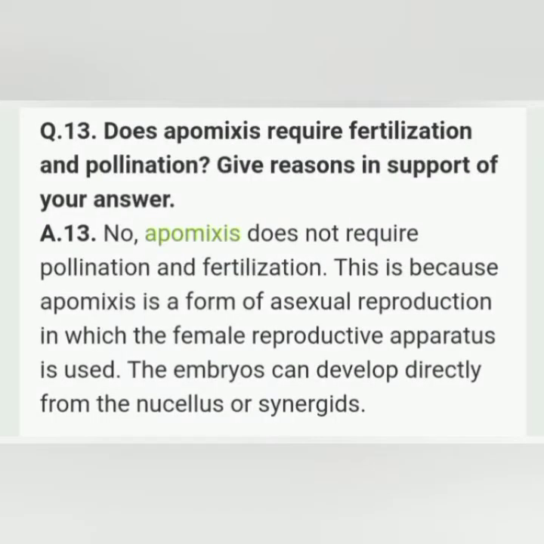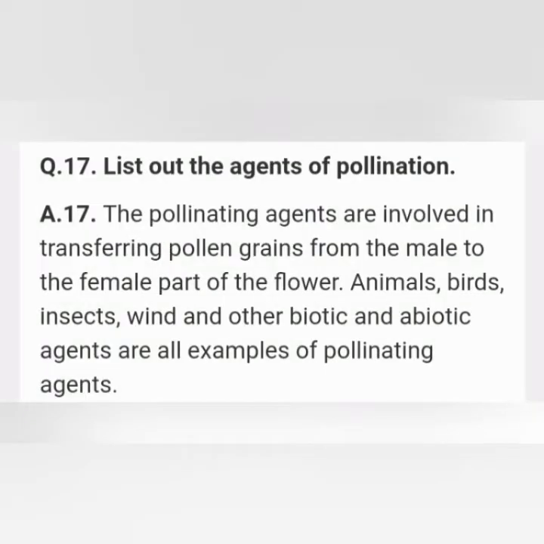Question. Does apomixis require fertilization and pollination? Give reasons in support of your answer. Answer. No. Apomixis does not require pollination and fertilization. This is because apomixis is a form of asexual reproduction in which the female reproductive apparatus is used. The embryos can develop directly from the nucellus or synergids. Question. List out the agents of pollination. Answer. The pollinating agents are involved in transferring pollen grains from the male to the female part of the flower. Animals, birds, insects, wind and other biotic and abiotic agents are all examples of pollinating agents.